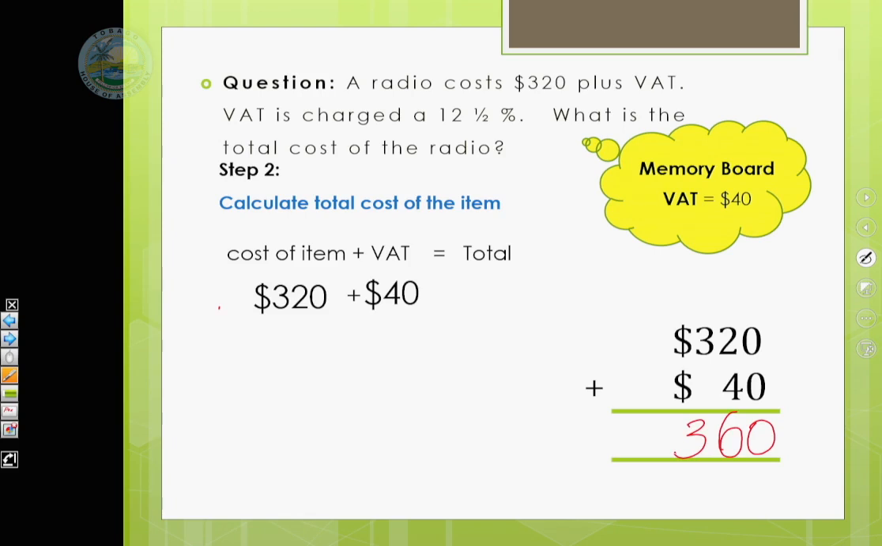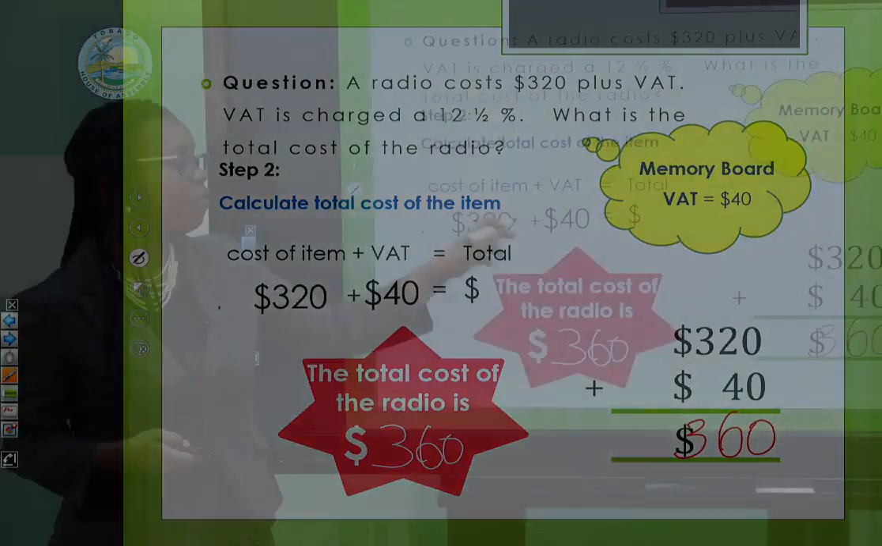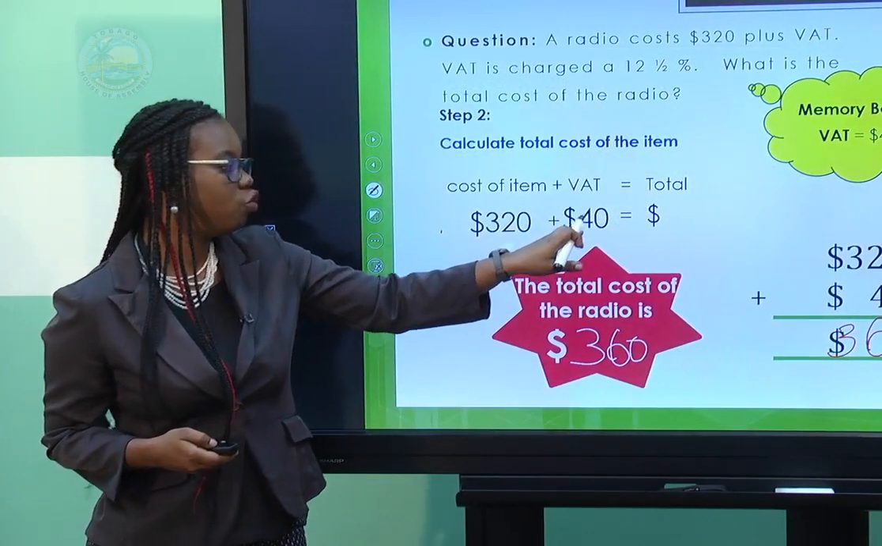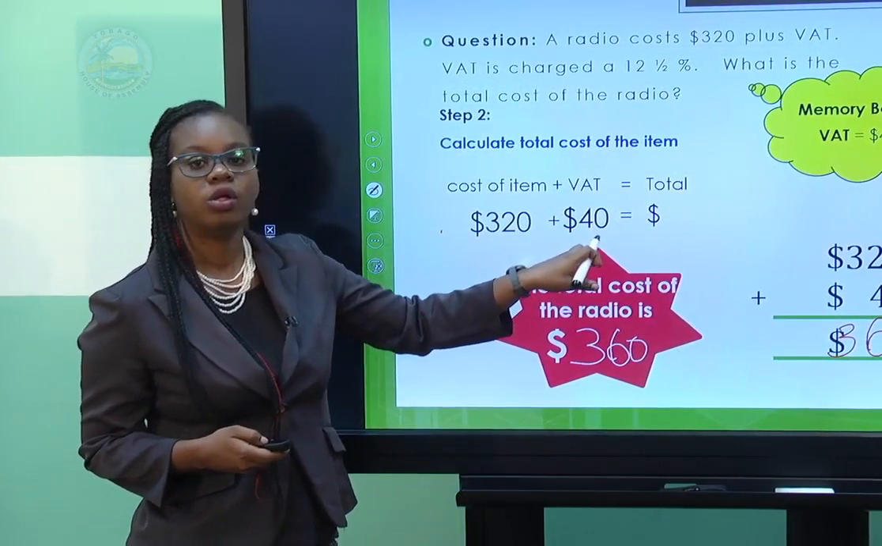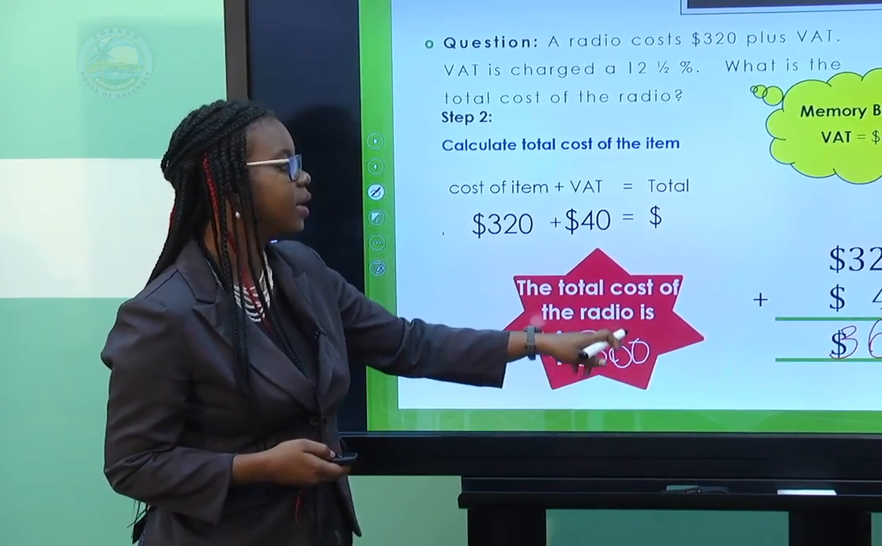So our new cost for our radio is $360. Remember, at the beginning, the radio cost $320. We found the V.A.T, which was $40. So the new price of the radio is $360.